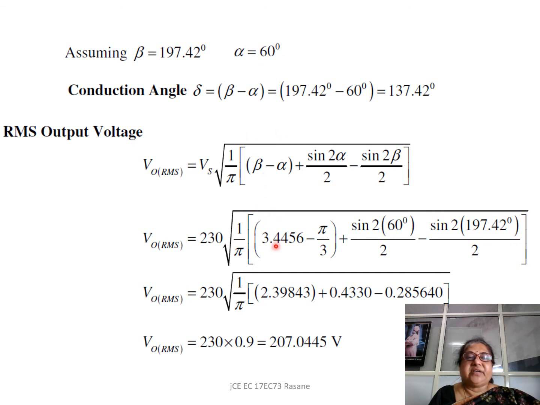Next, substituting, we know we have taken beta. Okay, now this has to be in radians, and alpha also is in radians, whereas in the trigonometric functions, substitute the degree value. See, if you don't take correct values here, you will end up with a wrong answer. And substitute it and solve it, and I'll be getting V naught RMS as 207.0445. That is at alpha equal to 60 degrees.